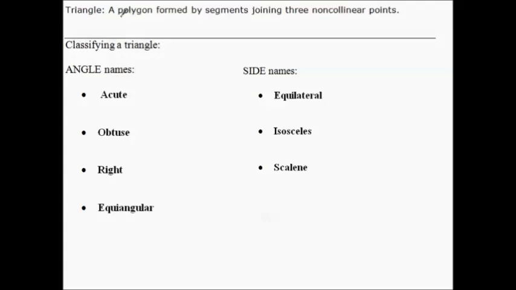A triangle is a polygon formed by segments joining three non-collinear points. Remember, non-collinear means not in one line. So if I make 3 points that are not in one line and then I join them with segments, I'm forming a triangle. Three angles, triangle. To classify a triangle, classify meaning to group it, we can use either angle names or side names.